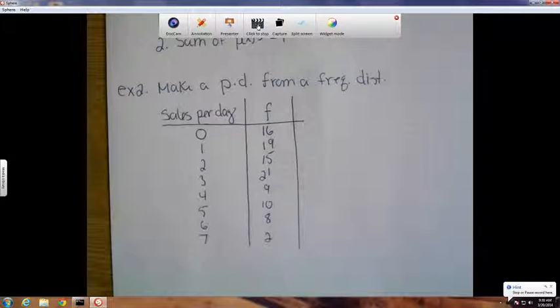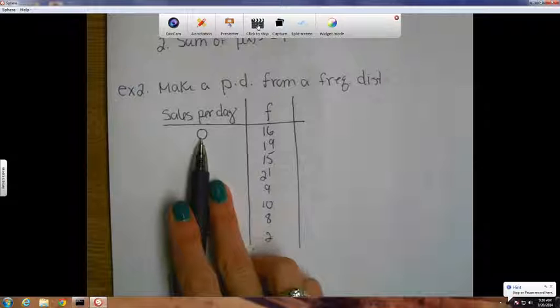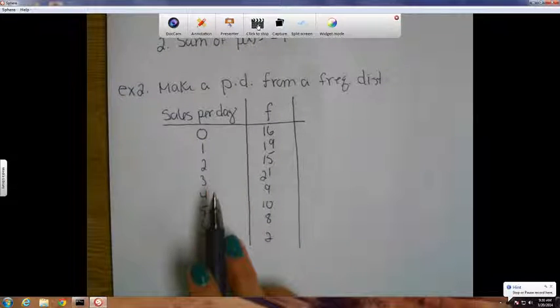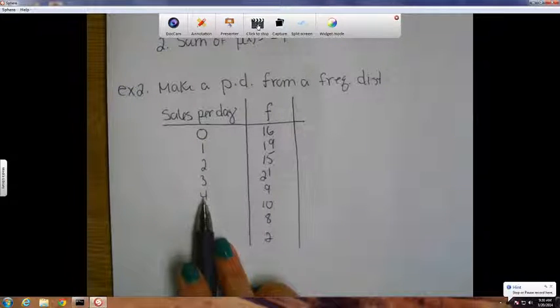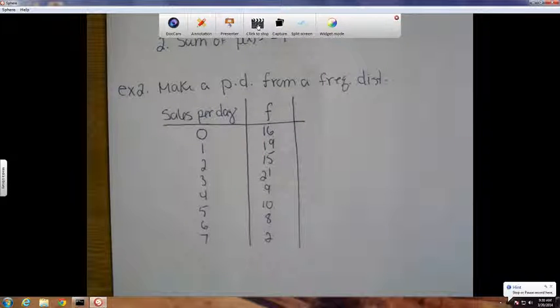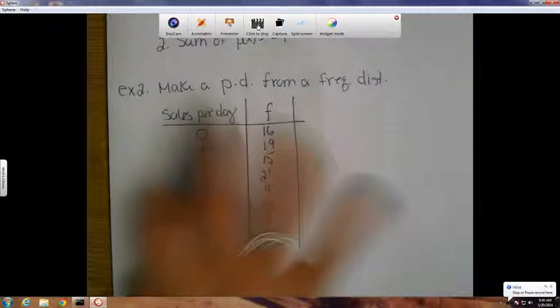There's the frequency distribution. I'm asking you to make the probability distribution. So I want to know what's the probability that they make no sales per day. What's the probability that they make 4 sales per day? The probability that they make 7 sales per day. How do I turn this information into a probability?